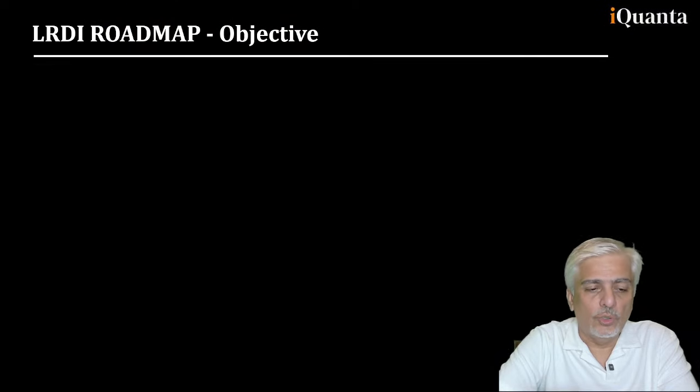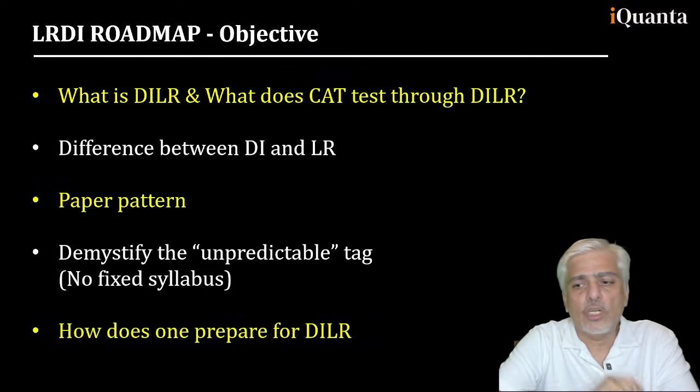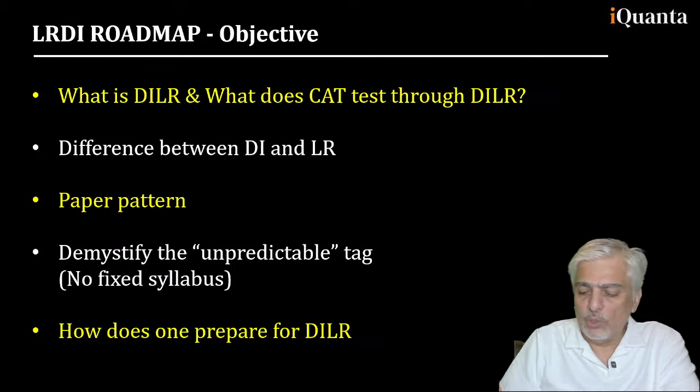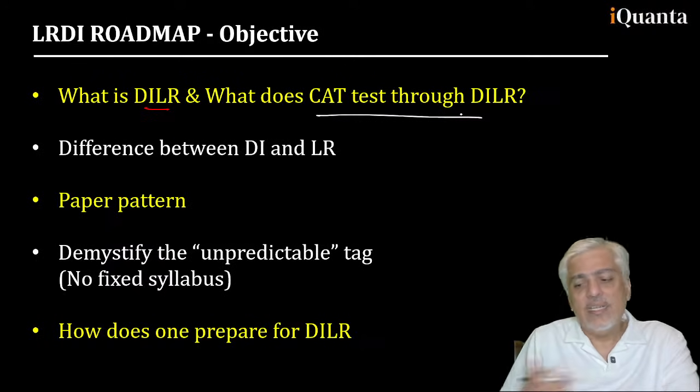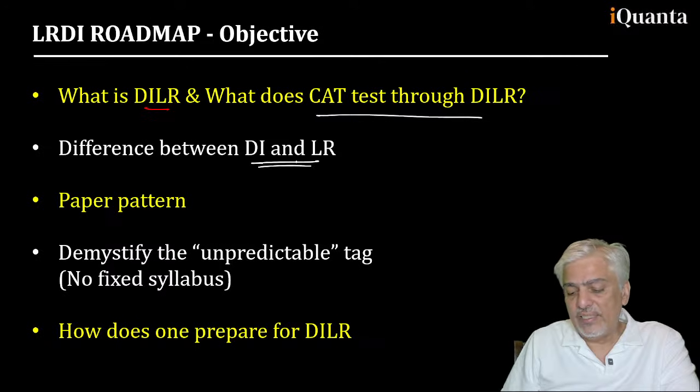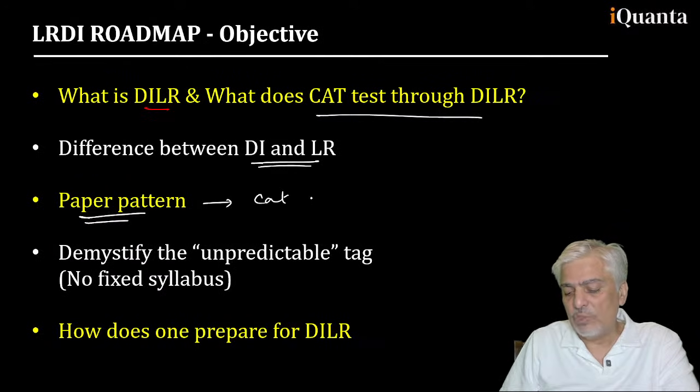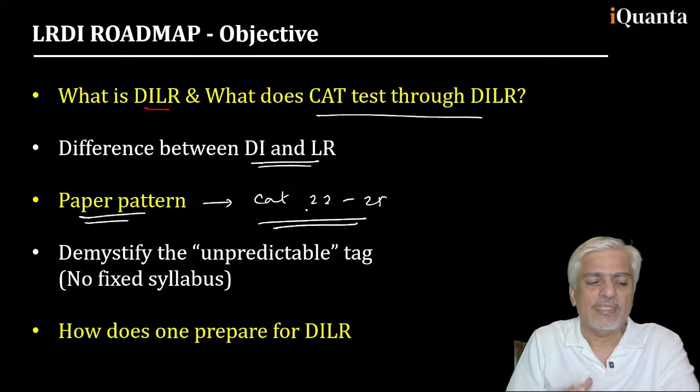Okay. So now let's talk about what we'll be doing in today's session. What's our agenda? We're going to talk about what is DILR, why does CAT test you on DILR, what is its aim, and when it is testing you on DILR. How are DI and LR different? What was the paper pattern over the last few CATs, like CAT 22 to 25? More or less, it is similar, not exactly the same, a little bit here and there.